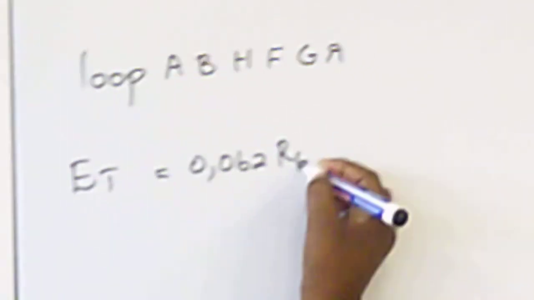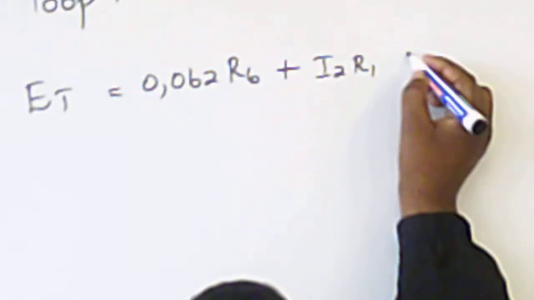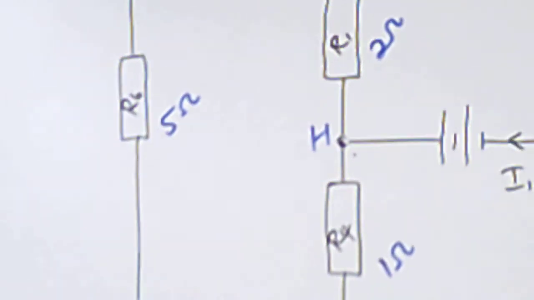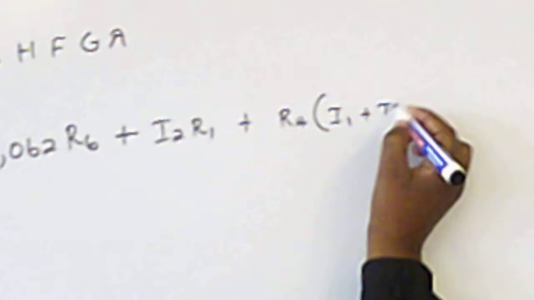So we say 0,062, we multiply it with resistor 6. Check the flow of your current. If they follow each other, you add. If they're acting opposite, you subtract. So now they follow each other. Our I2, now we say plus because they follow each other. Our I2 is multiplied with the R1. And we have plus because they still follow each other. Our R4 is multiplied with I1 plus I2.